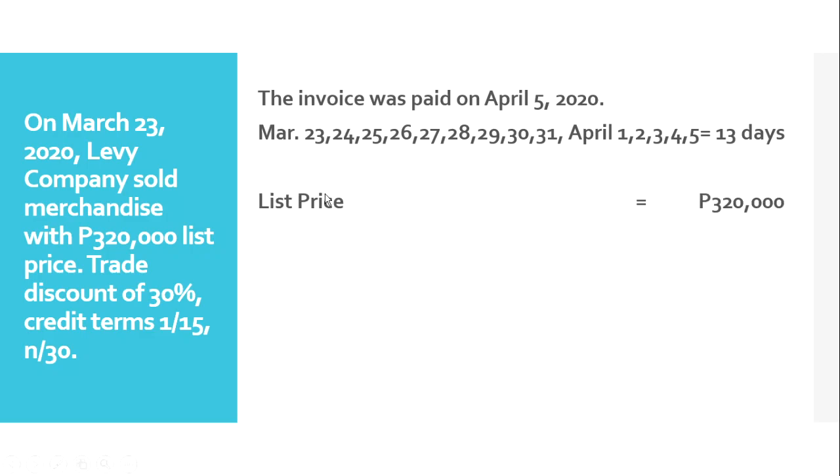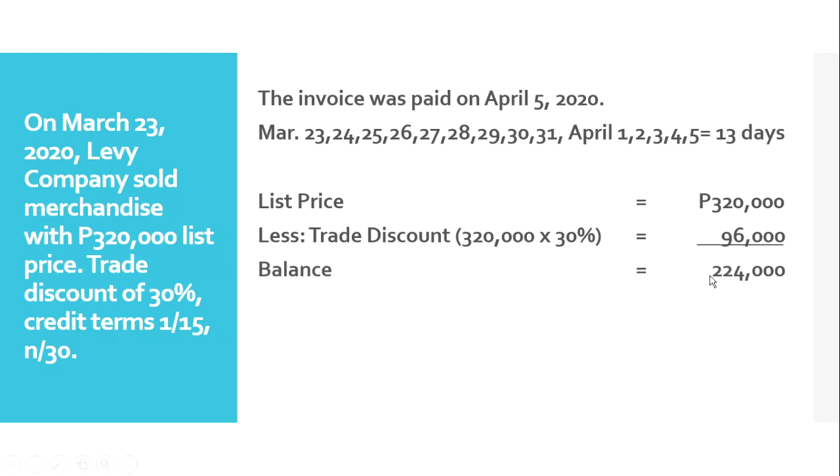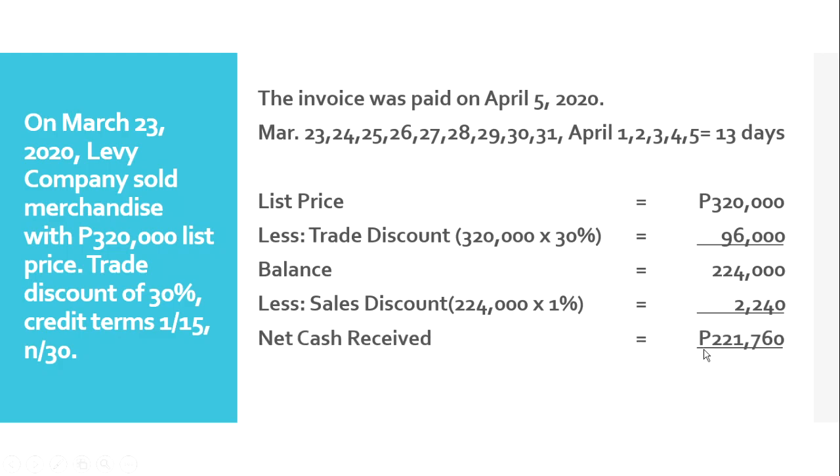Okay, so for us to compute that, ang list price is 320,000. Ibawas muna natin si trade discount. So, 320,000 multiplied by 30%. So, that is 96,000. Then, our balance will be 224,000. And then, saka lang tayo magdededuct ng cash discounts or the sales discount. Sales discount of 1% will be multiplied on the balance, which is 224,000. So, that is 2,240. I-deduct mo yan doon sa balance na 224,000. So, now, ang net cash received is 221,760. So, ito ang cash na na-receive ni seller.